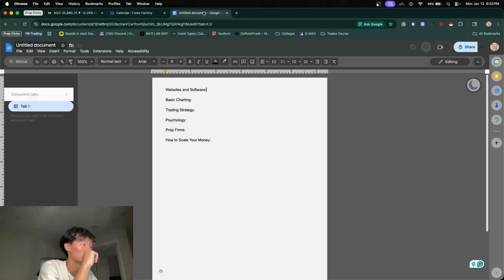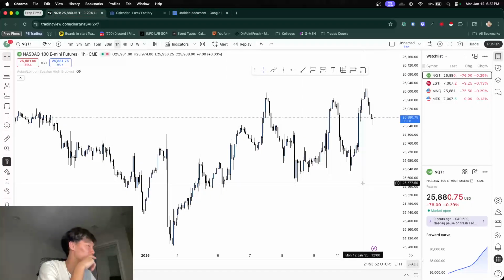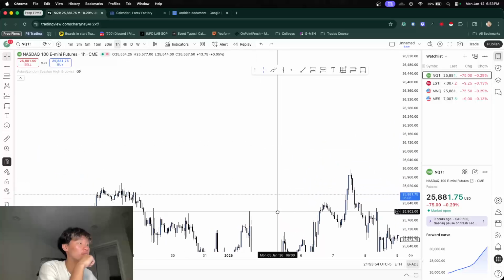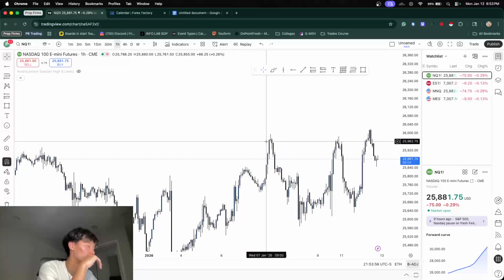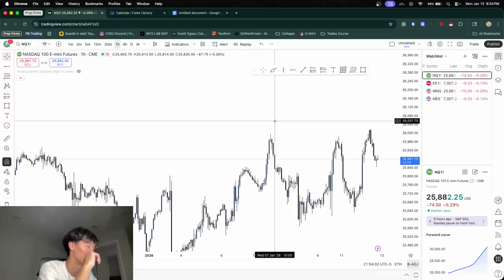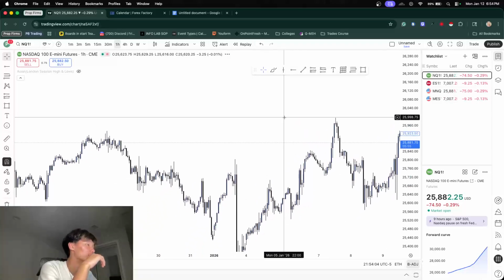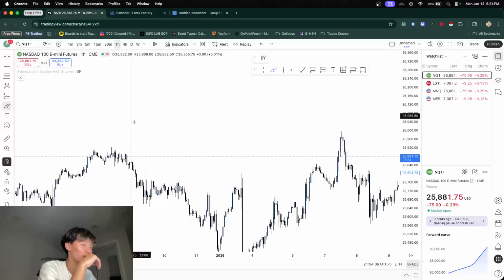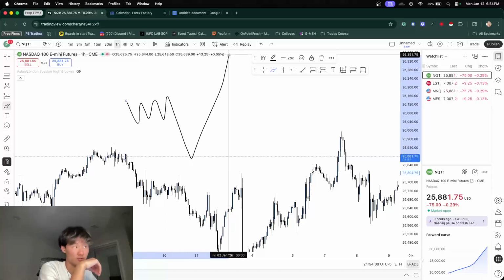What else we got? Oh, trading strategy. The strategy we're going to go over is the MEC model. The MEC model is basically a model that can be done in any bias, bullish or bearish. The MEC model is basically accumulation, manipulation, distribution.